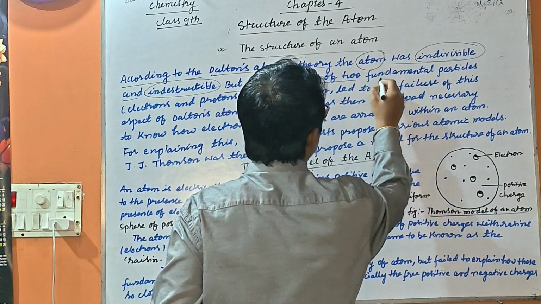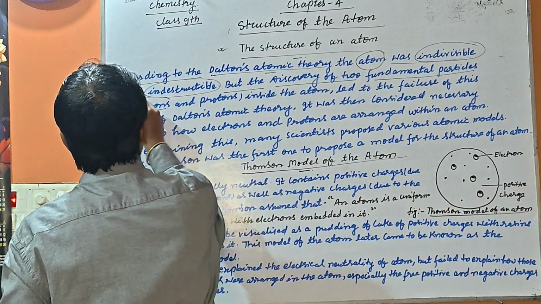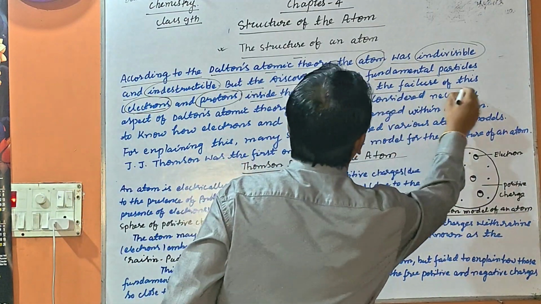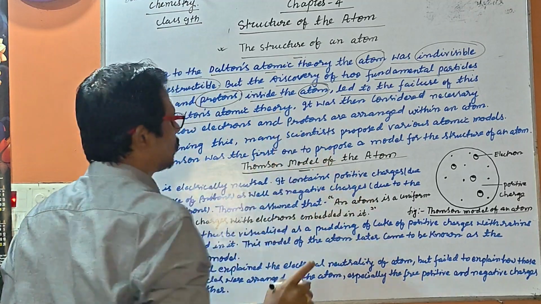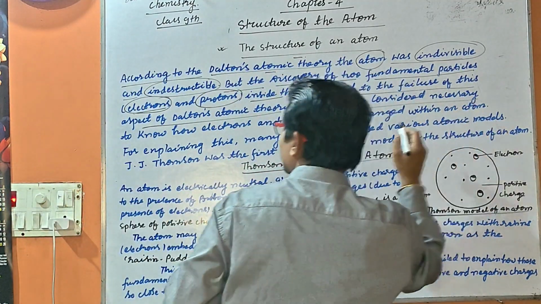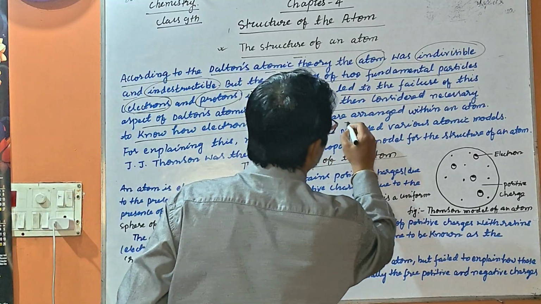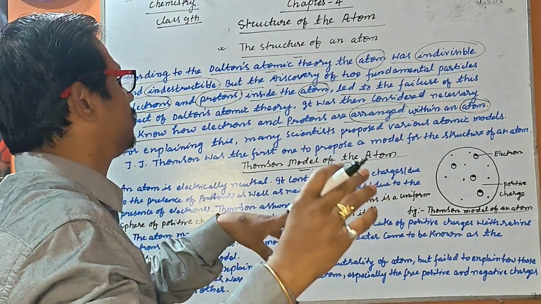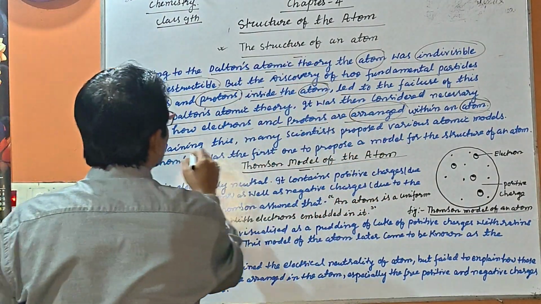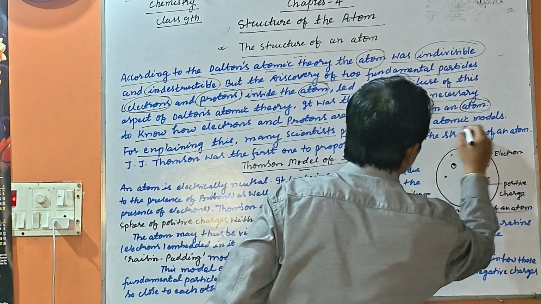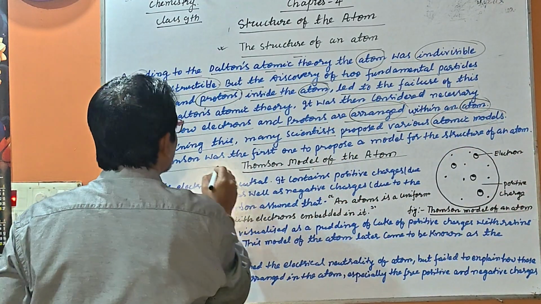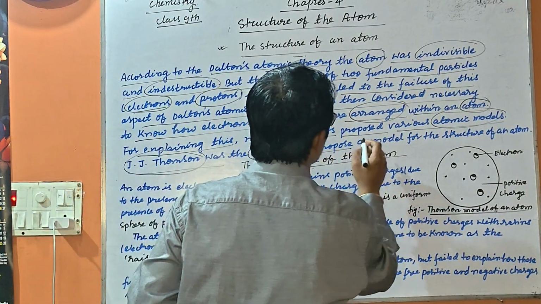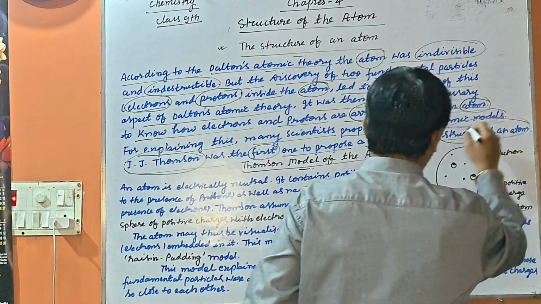But the discovery of two fundamental particles, electrons and protons, inside the atom led to the failure of this aspect of Dalton's atomic theory. It was then considered necessary to know how electrons and protons are arranged within an atom. For explaining this, many scientists proposed various atomic models, but J.J. Thomson was the first one to propose a model of the structure of an atom.